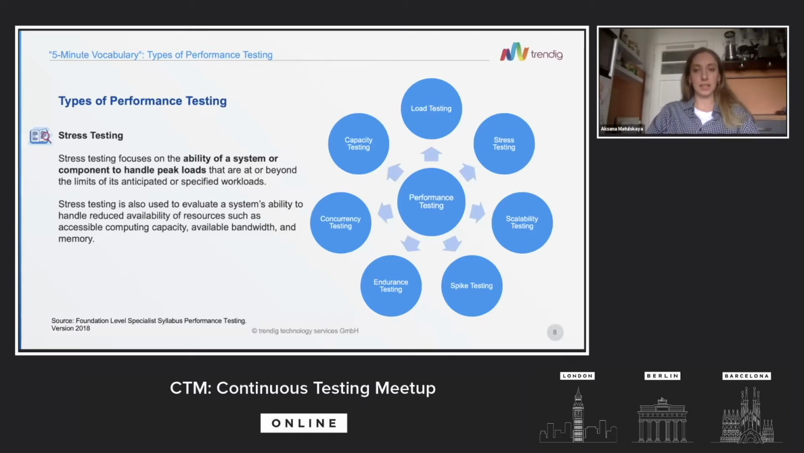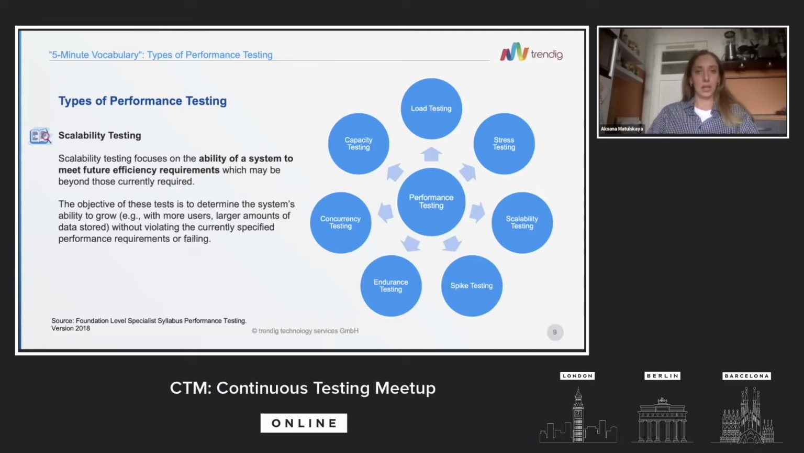And the last definition that I want to show you today is scalability testing. This type of testing focuses on the ability of a system to meet future efficiency requirements, which may be beyond those currently required. So the main goal of this type of performance testing is to determine the system's ability to grow.